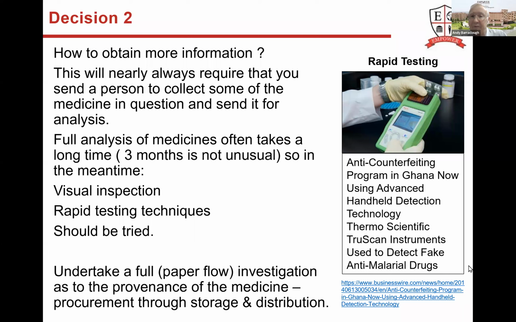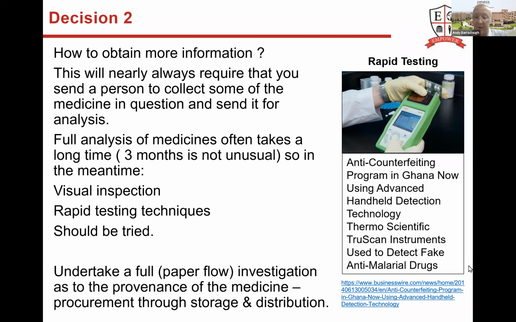There are many different devices. It's a Raman laser, infrared spectrometer, handheld, to give it its full title. They cost about $45,000 each, but UNDP has been donating them to a number of countries. That will give you a quick test.